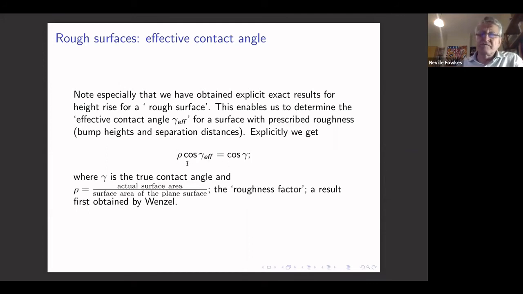You can actually show that this result tells you the effective angle given the real contact angle on the smooth surface, where rho is the actual surface area, with all the indentations, compared with the area of the plane surface. That is called the roughness factor. And this is the result originally found by Wenzel, really quite a celebrated result. So that all fits in really nicely.